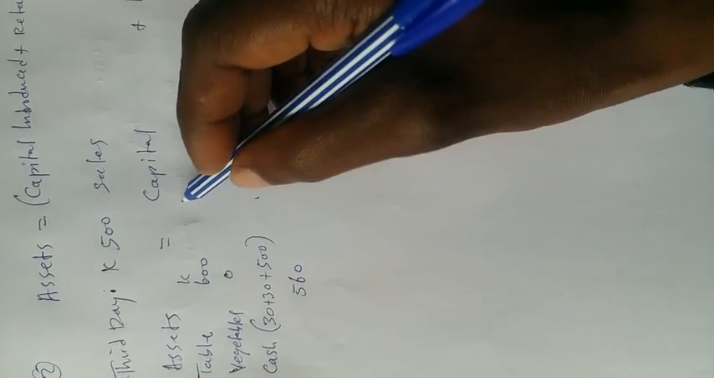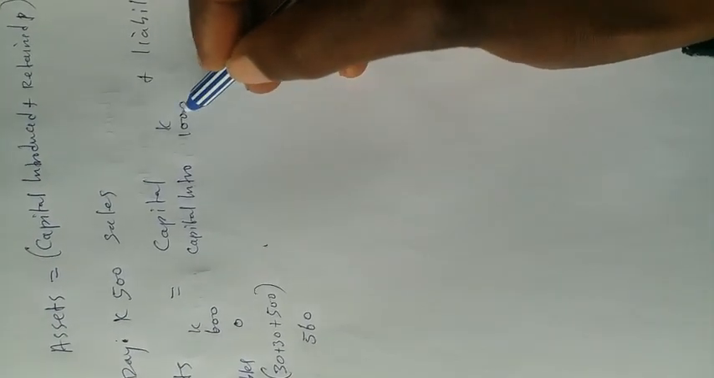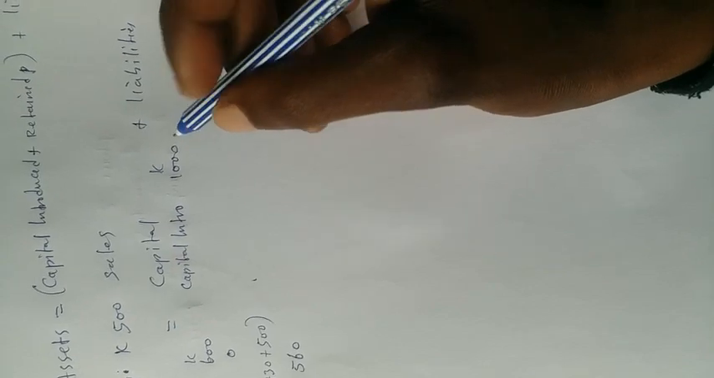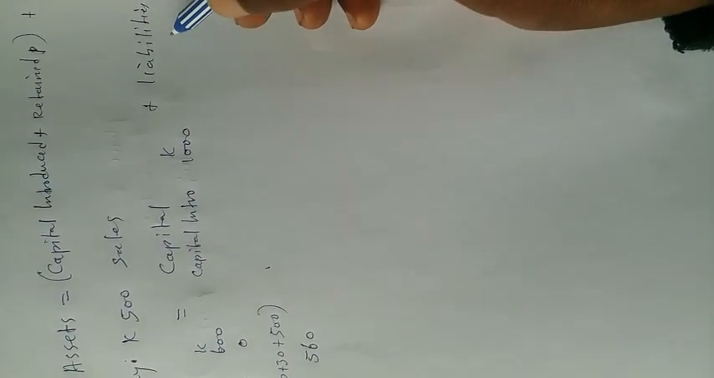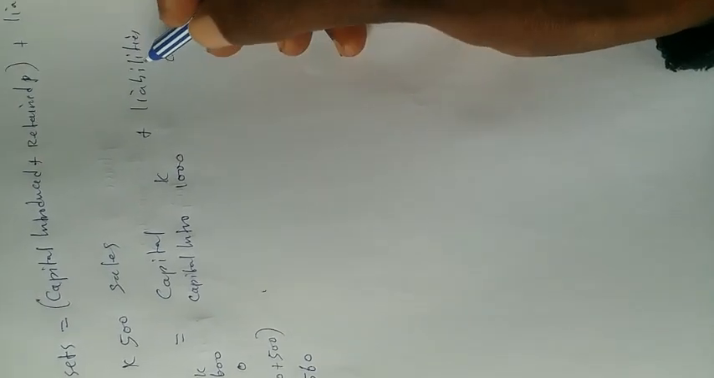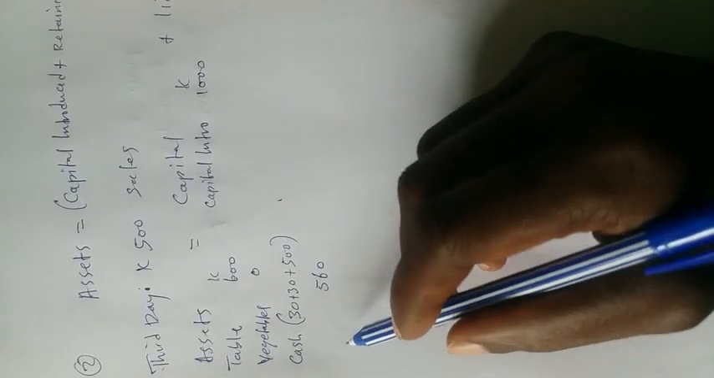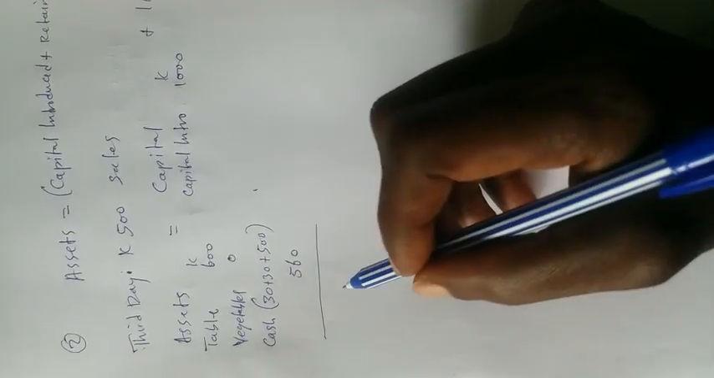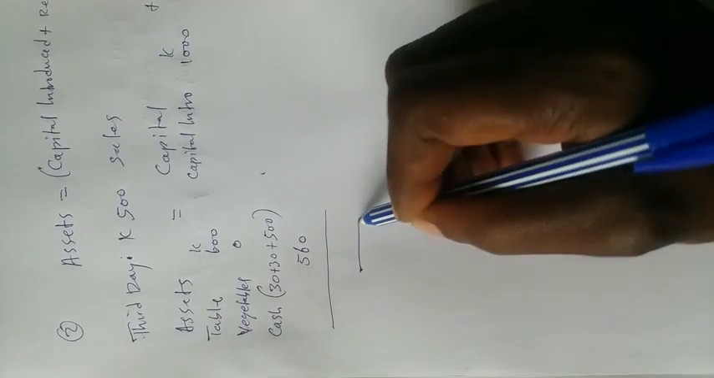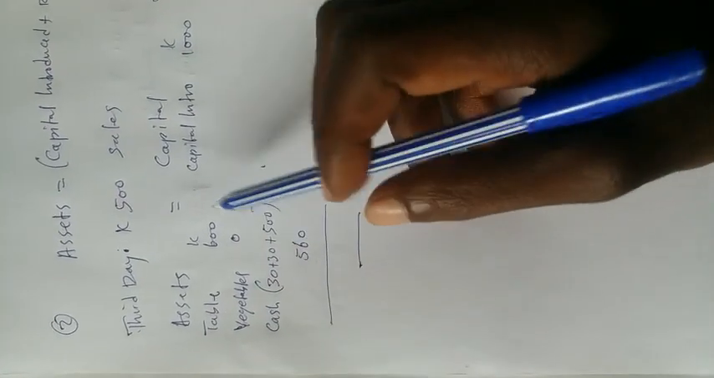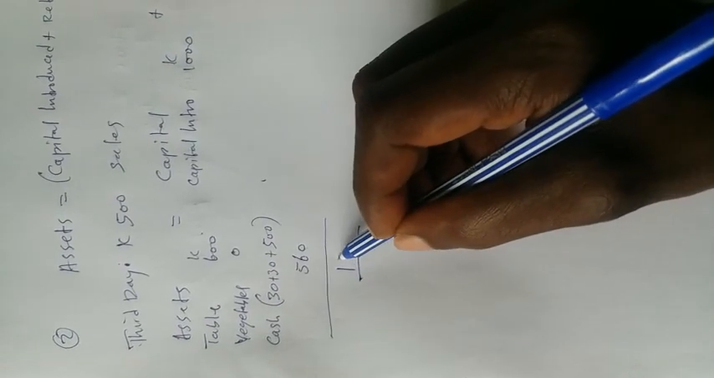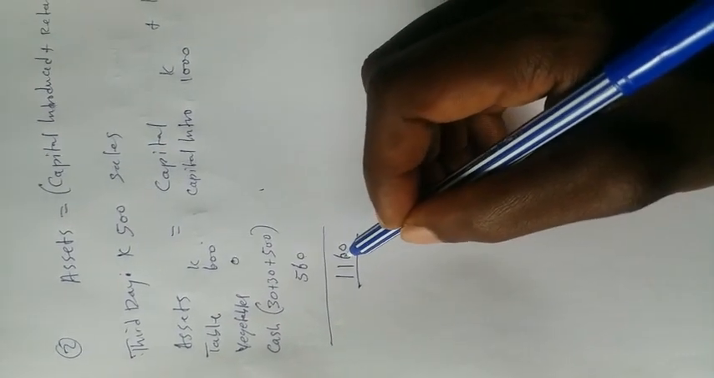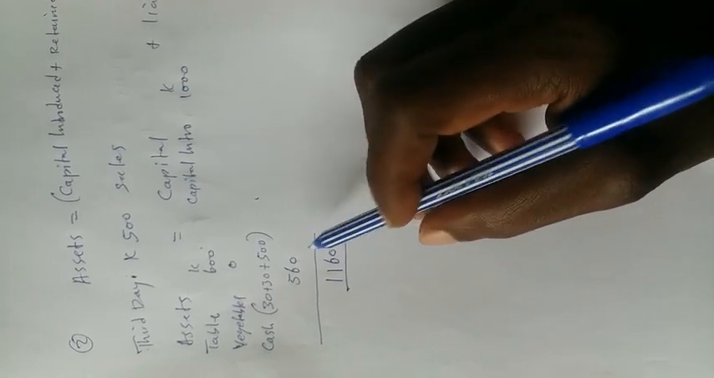And then under capital, we have capital introduced at first, which was 1000 kwacha. And under liabilities, we still have 0. So you find that the total on our assets is now 600 plus the 560. This will give us 1160. 1160 is what we have now as assets.